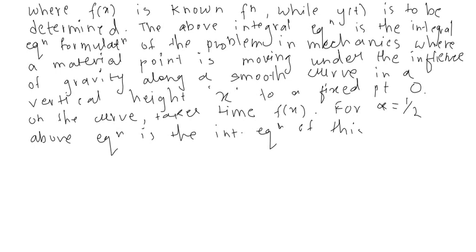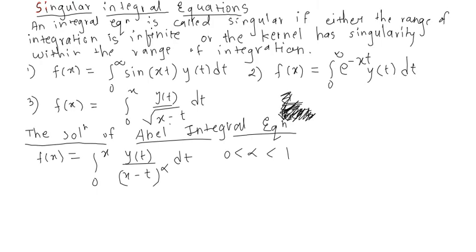Whatever this problem of mechanics I have written here, for that problem the integral equation representation is given by this equation. Okay, and 0 to x, what it is is already mentioned there, and f of x is a known function, and that is the time taken. And this alpha value should be equal to half. So if all these things are done, then this integral equation represents that particular problem in mechanics.